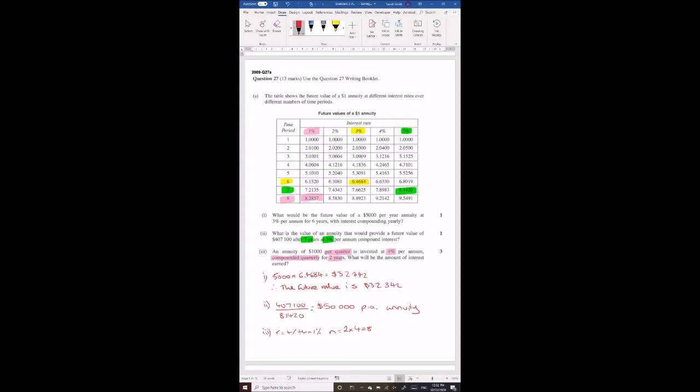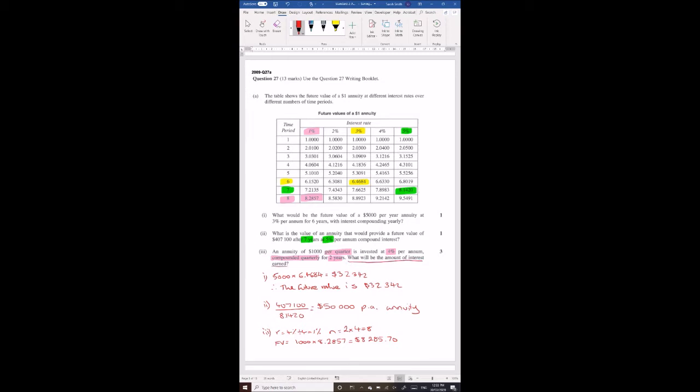Okay, so now we just put all that into our formula. We've got our future value will equal 1,000 times 8.2857, which will equal $8,285.70. The last little bit of this one is what will be the amount of interest earned.